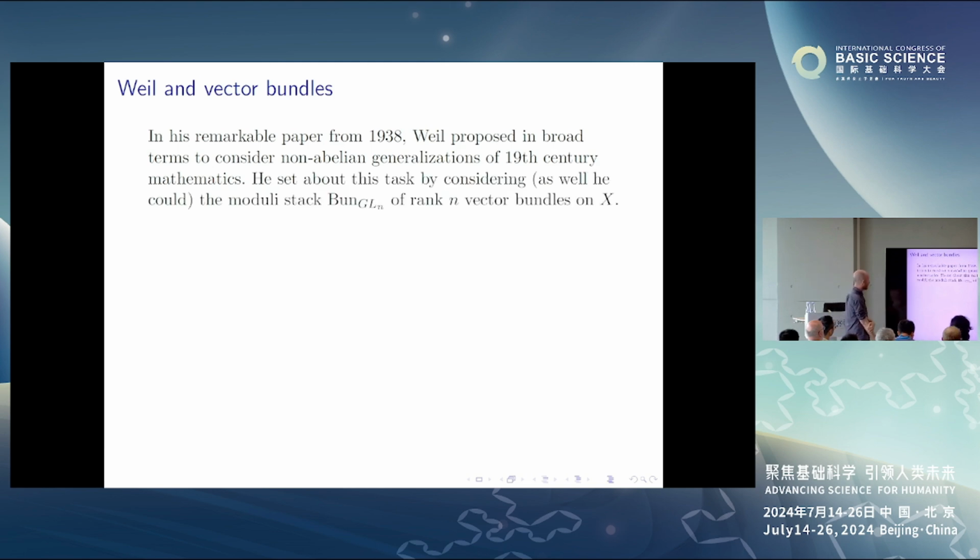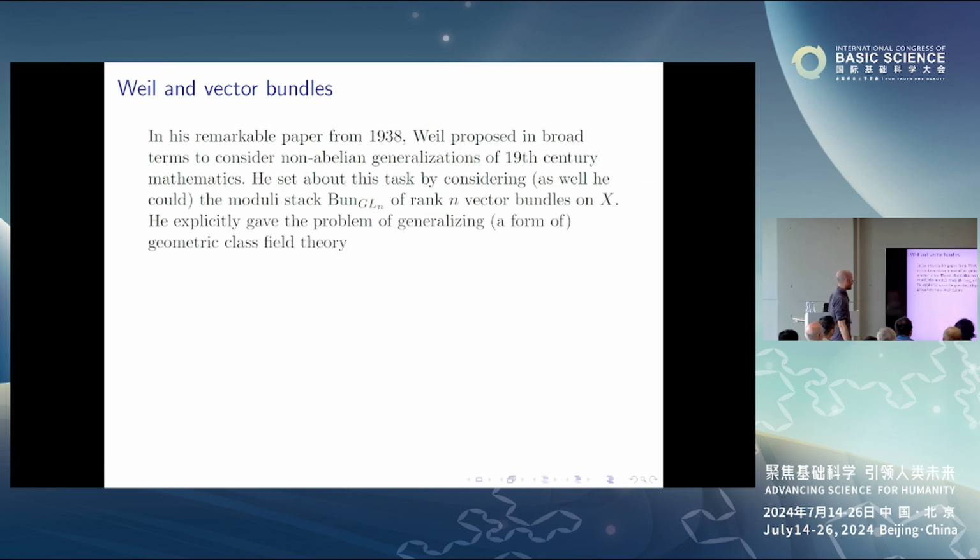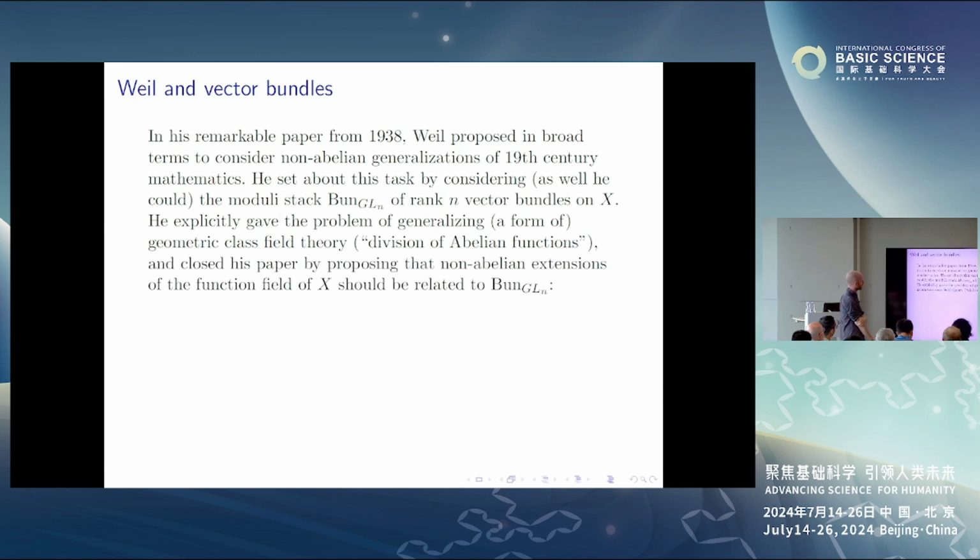In this paper, he does this by starting to consider the moduli space of rank n vector bundles on X. He doesn't have very clear reasons to do this. He clearly has a strong sense that the theory of curves is everywhere about Jacobians, the 19th century theory of theta functions and all of this, and he says, okay, we have to move forward into this non-abelian world. One amazing thing from the end of the paper is that he really gives the problem of generalizing a form of what I call geometric class field theory, but something essentially equivalent, without D-modules. For him, it's the division of abelian functions.